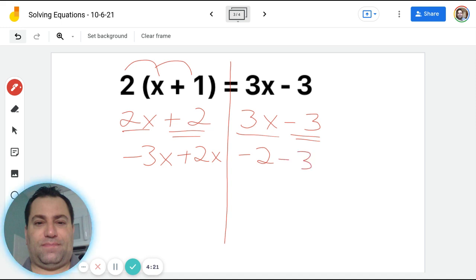-3 plus 2 is -1x, or -x, and -2 minus 3 is -5. We divide by a -1 on both sides of the equation, and I get x is equal to +5.